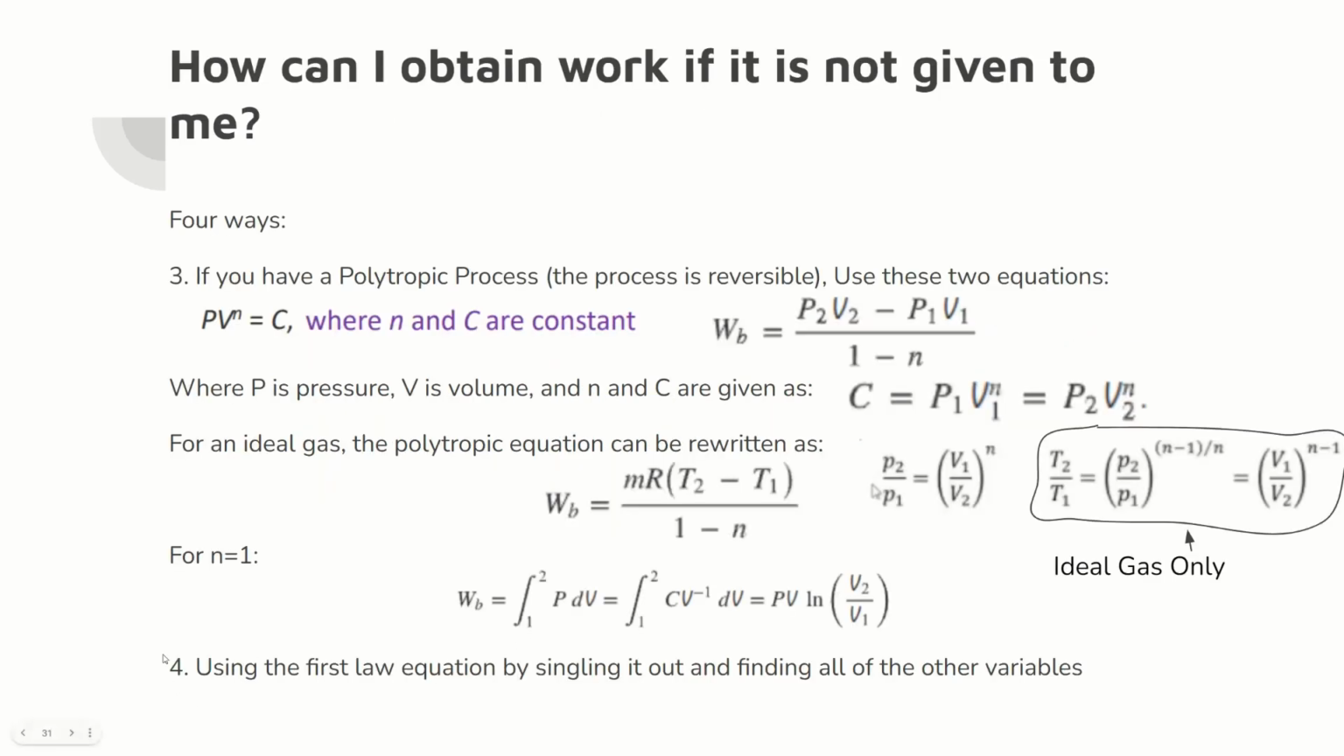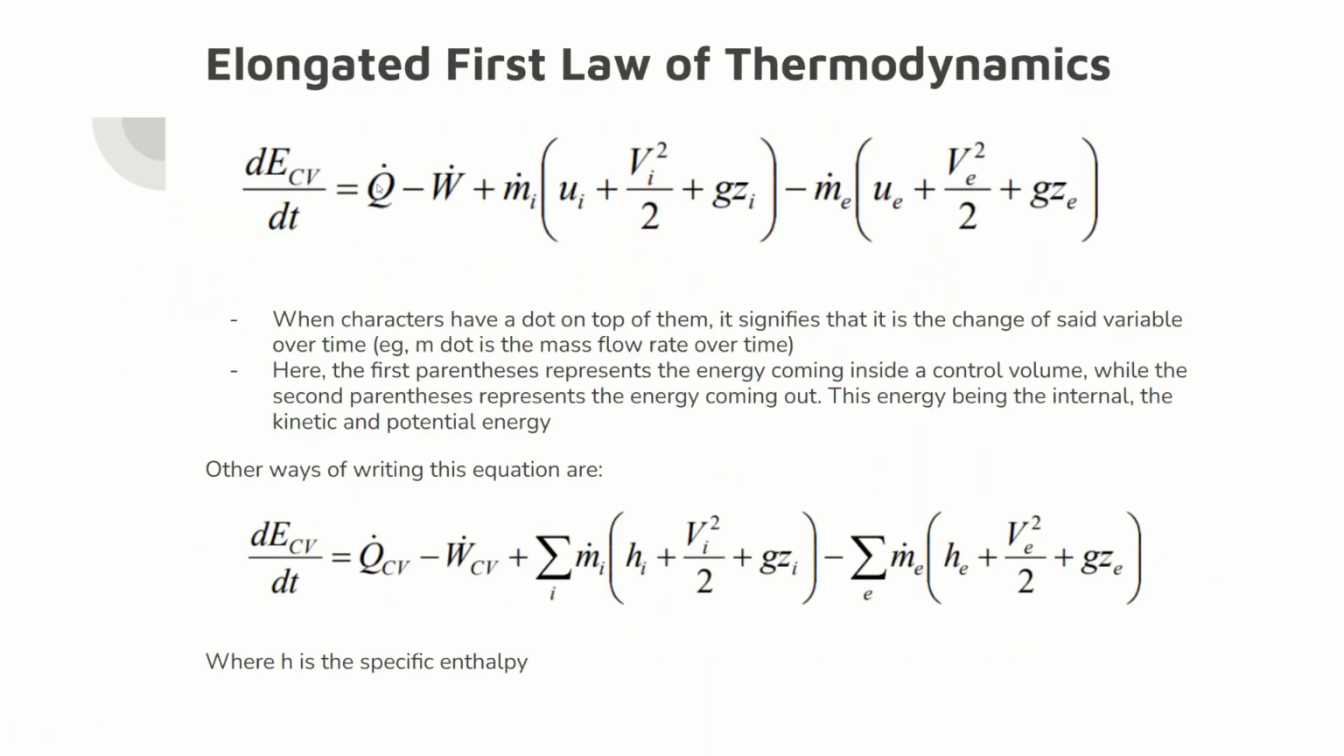Oh yeah, and the fourth way is just using the first law equation. So if you're given work, for example, dW/dt is equal to 0. Maybe your process doesn't have any heat transfer, kinetic energy, or potential energy, and the specific internal energy, etc. Then you can find work if you know all the other values, or if the other values are equal to 0.